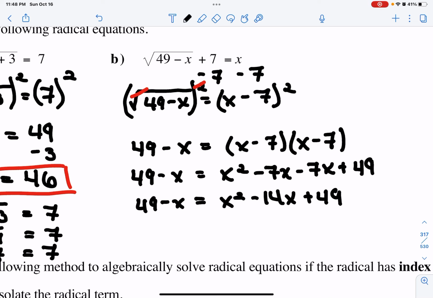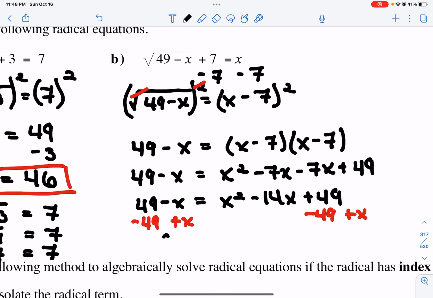What I want to do here is I want to take everything from the side that, if this we know is a positive here for our squared term, leave this here and let's subtract everything from the left. Minus 49 plus x, minus 49 plus x.